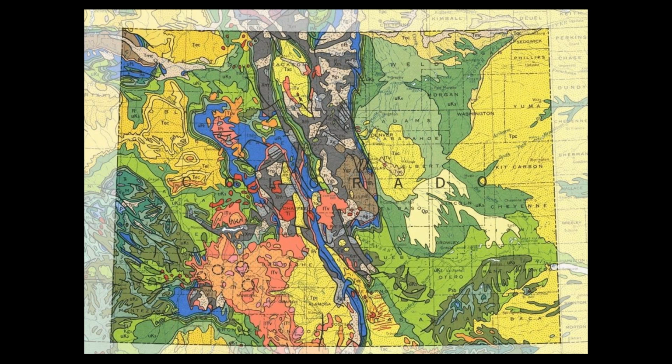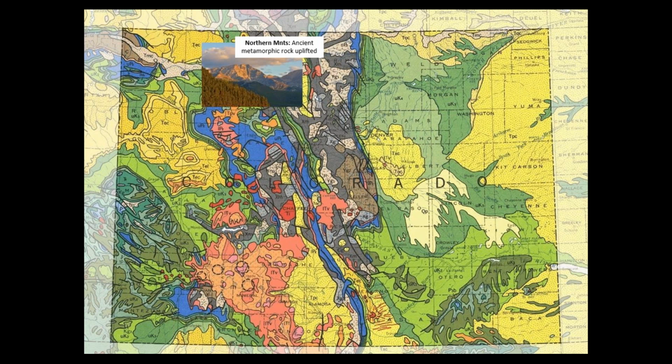So this is a generalized map of Colorado's geography, which I think is pretty enough to display on a wall. The most recent rise of the Rocky Mountains occurred roughly 60 million years ago and exposed granites and metamorphic rocks in our northern mountains, some of which are more than 2 billion years old.